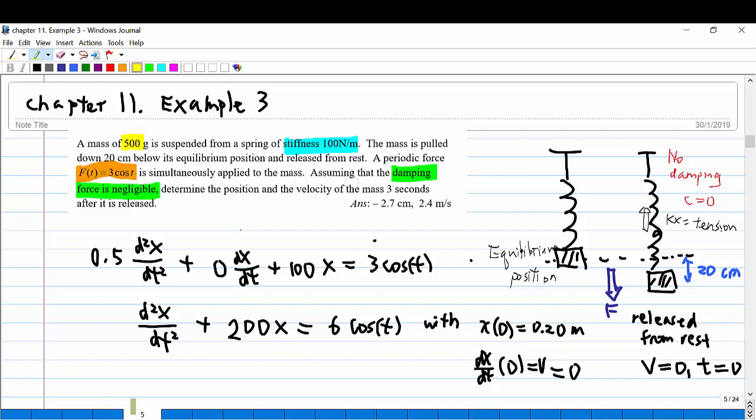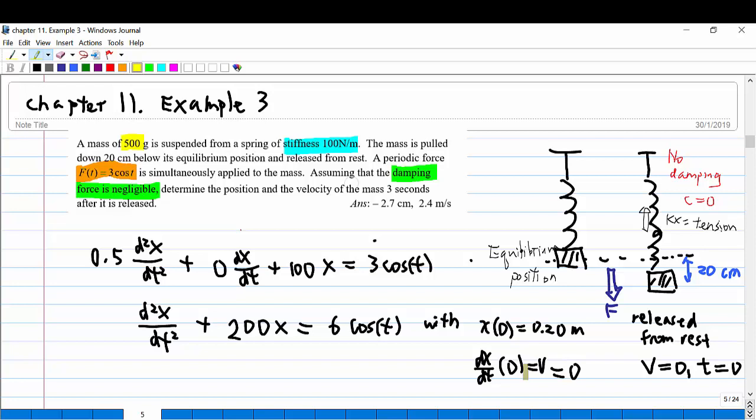Notice that I have divided both sides of the equation by 0.5. So you have d2x/dt squared plus 200x equal to 6 cosine t, with initial position 0.2 and initial velocity 0. How do you solve this differential equation? Usually we can use Laplace transform.